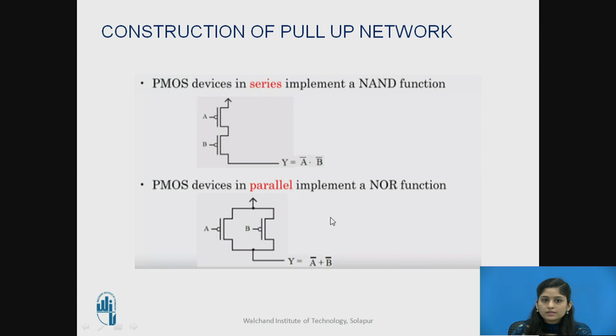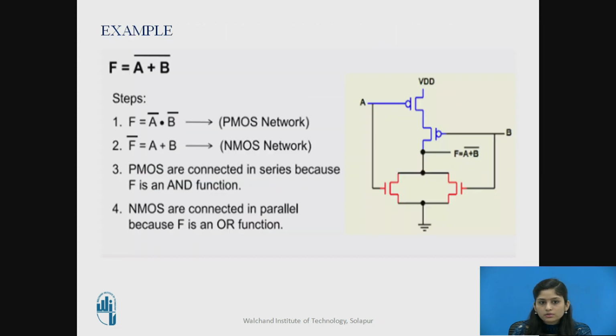Similarly, for the construction of the pull up network, if two PMOS are connected in series, it will implement a NAND gate operation, that means A dot B whole bar. And if two PMOS are connected in parallel, it will implement a NOR gate function. That means if A and B, the two PMOS inputs, are connected in parallel in the pull up network, it will form A plus B whole bar operation. This was the condition for the pull up and pull down networks.